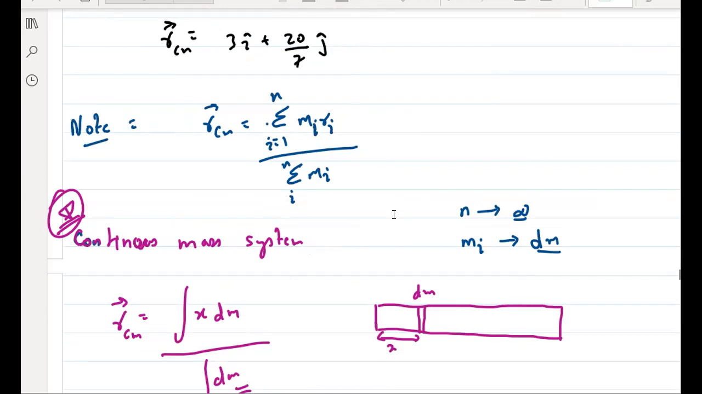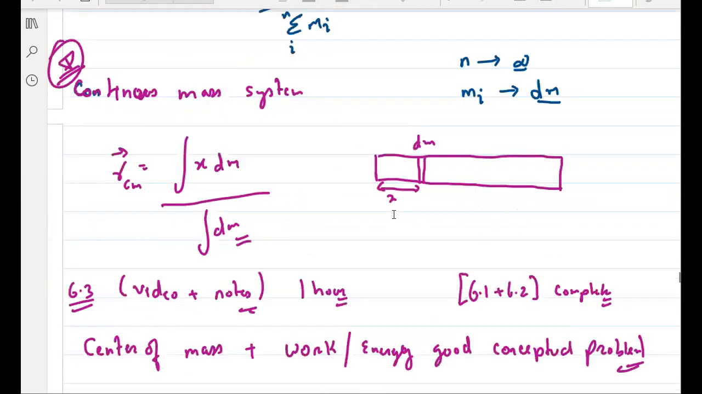Now, when you talk about a continuous mass system, I can assume there is a very small segment. This small segment will be dx. In this small segment there will be a mass of dm, which is at distance x from your point of reference. Suppose you take this point as the reference. So this is x.